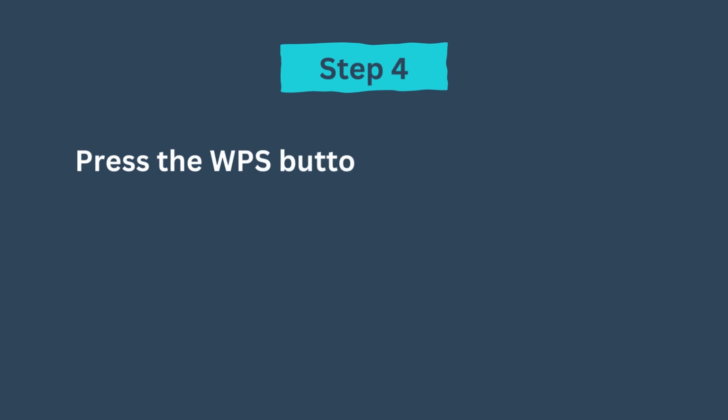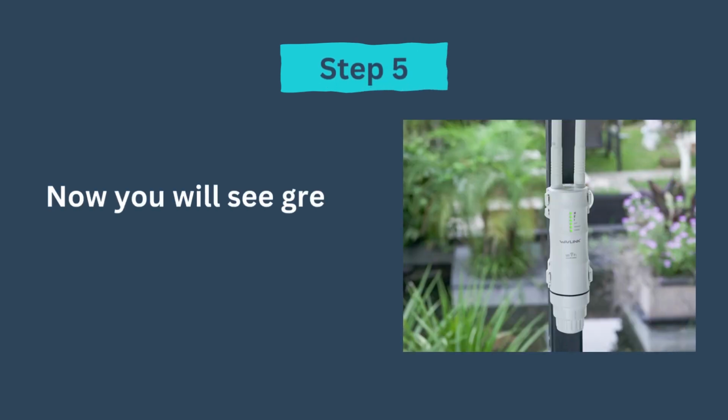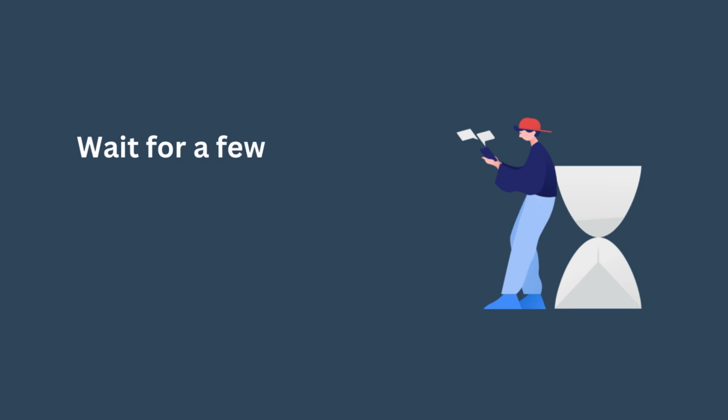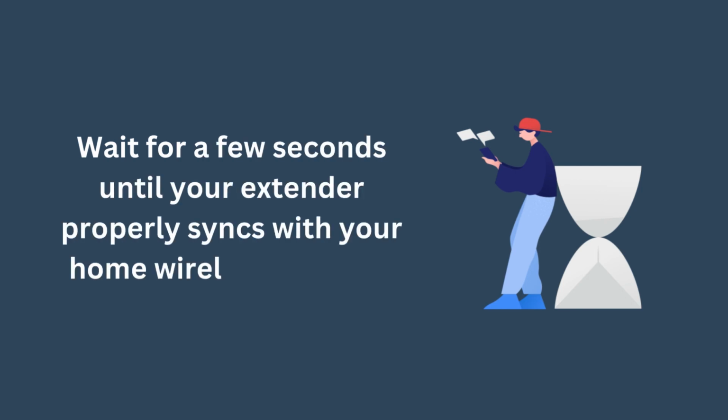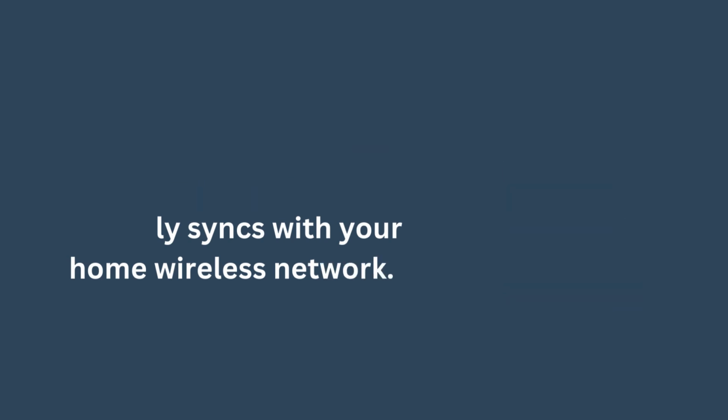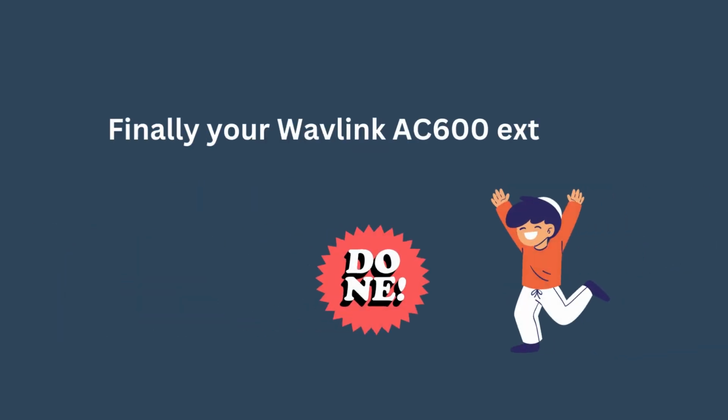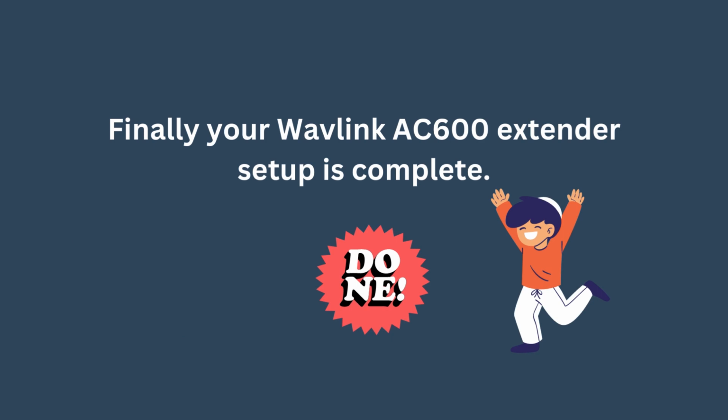Step 4. Press the WPS button on your extender or router. Step 5. Now you will see green light blinking. Wait for a few seconds until your extender properly syncs with your home wireless network. Finally, your WAVLINK AC600 extender setup is complete.